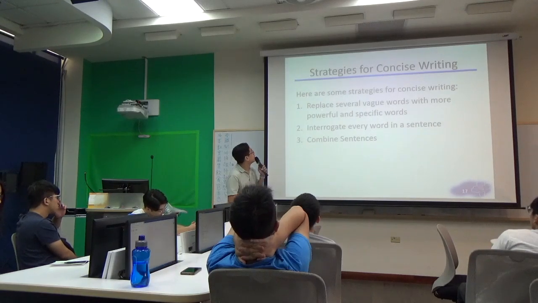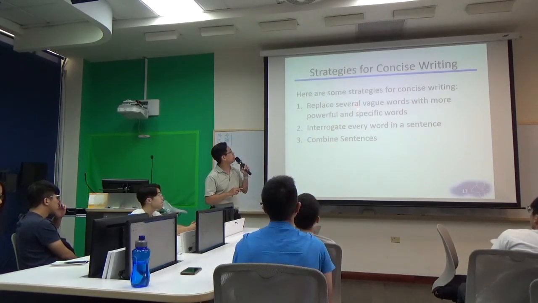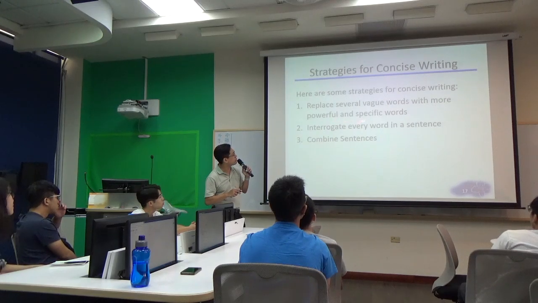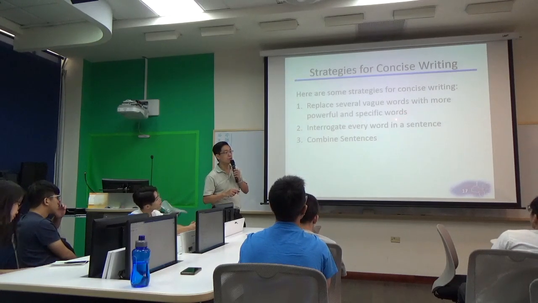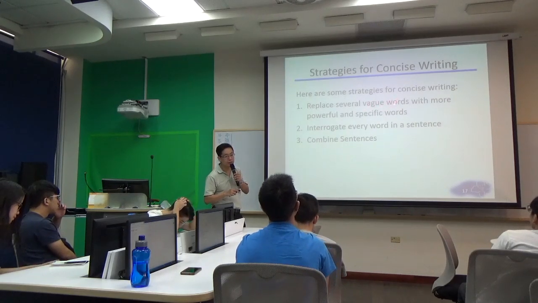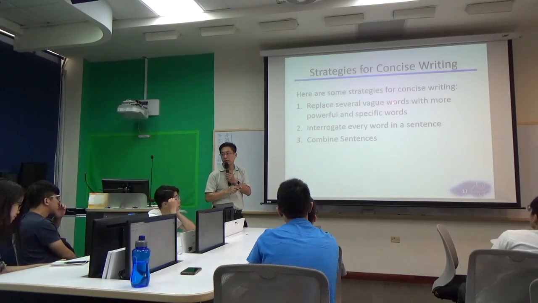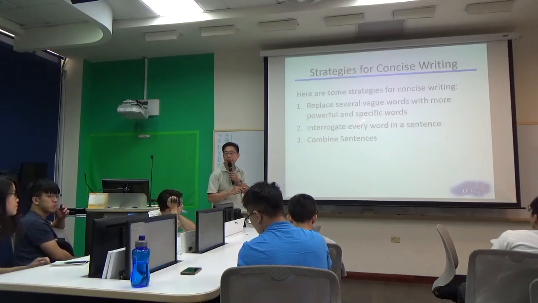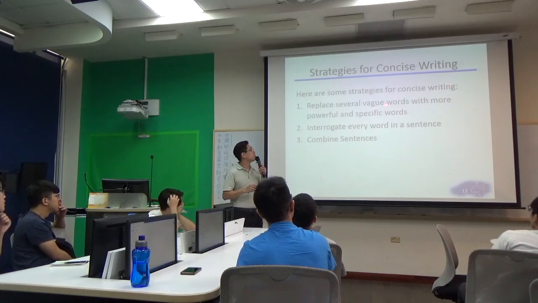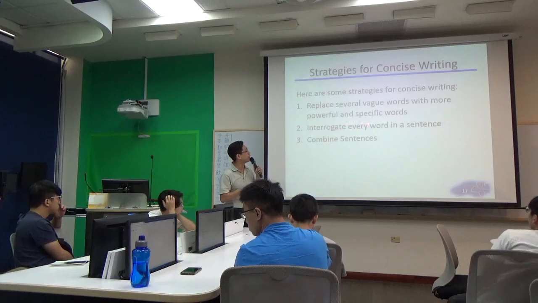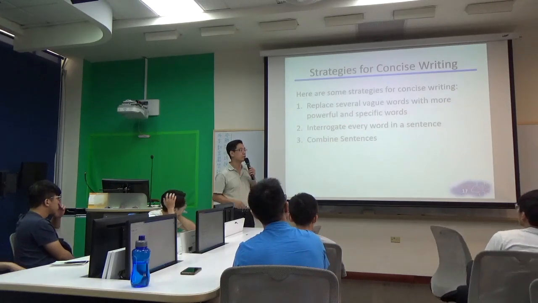First, you replace several vague words, those unnecessary words, with more powerful and specific words. Those are, I think, weak, not necessary, right? Vague means unclear, right? So you replace these vague words with powerful and specific words first.